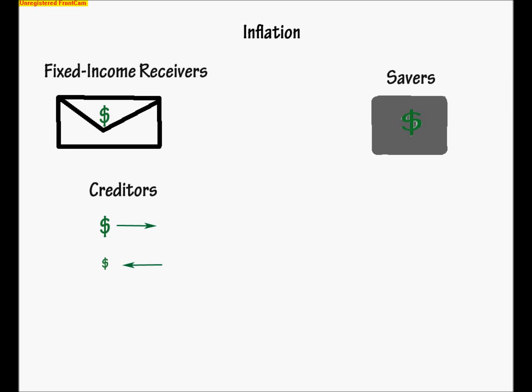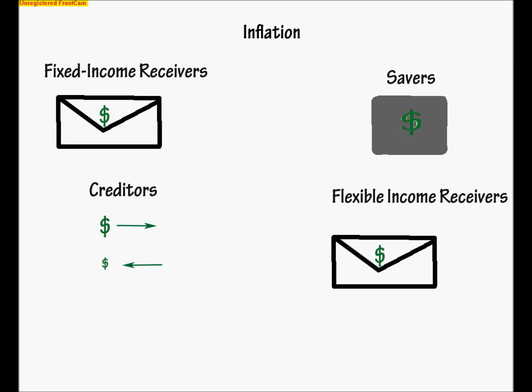A fourth group is flexible income receivers. Flexible income receivers are different from fixed income receivers in that whatever their income stream may be, it accounts for the possibility of inflation. One example is Social Security, which is supposed to be unaffected by inflation because of indexed CPIs, which means they get more money based on whatever the economy looks like. So if inflation occurs, they get what is supposed to be a fixed income, plus an amount that accounts for inflation. And so they tend to be less affected by the harms of inflation.